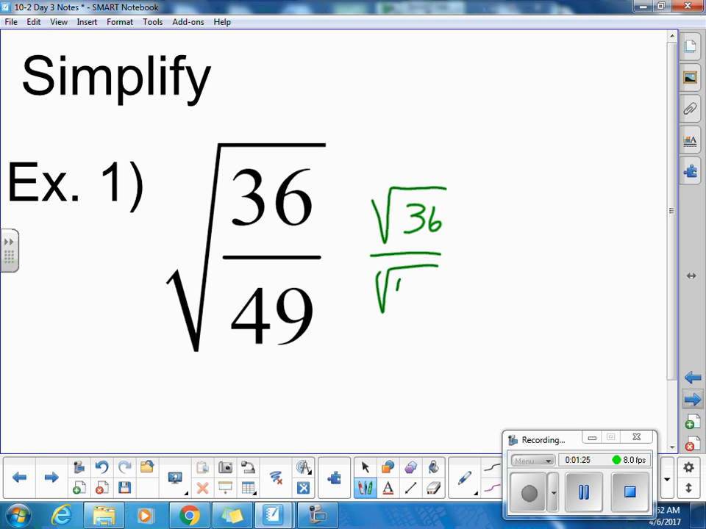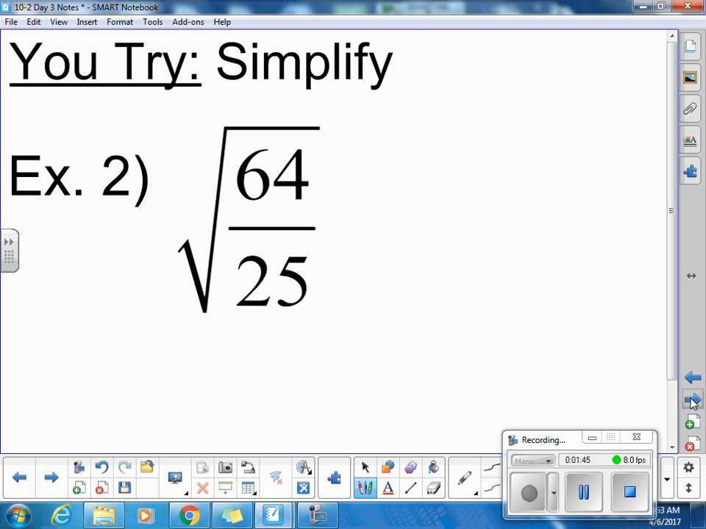square root of 49. And remember I told you I always check to see if the numbers are perfect squares. If you don't know, by using your calculator, square root 36, enter, and see if it's a nice perfect square. And it is, because 6 times 6 is 36. So I'd have 2 under, 1 will come out. 7 times 7 is 49. 2 under, 1 will come out. So my answer is 6/7.